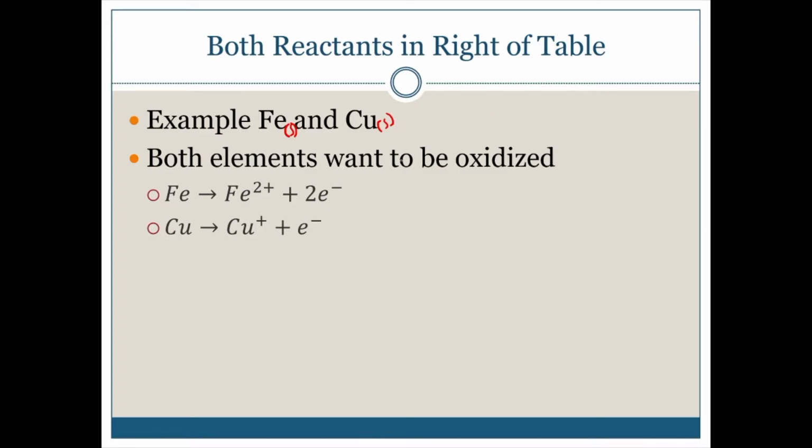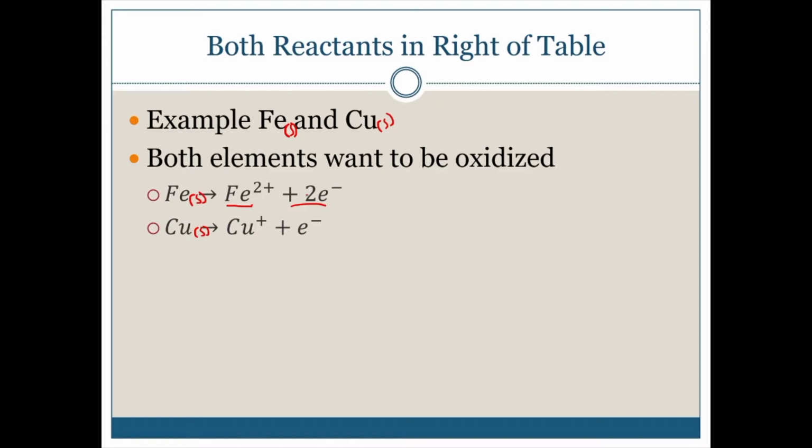In your table, it'll actually be reversed. In your table, it'll be the Fe2+ plus 2 electrons going to iron. We're going to look at the reverse reaction, where solid iron will want to become iron ion plus 2 electrons. And then the copper will want to become a copper ion plus 1 electron.